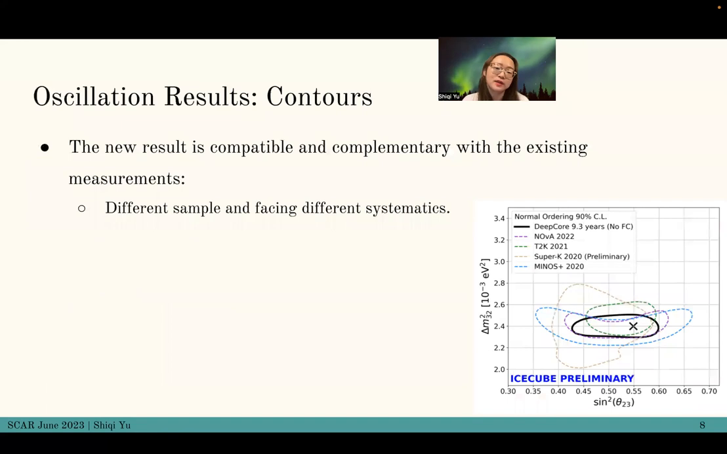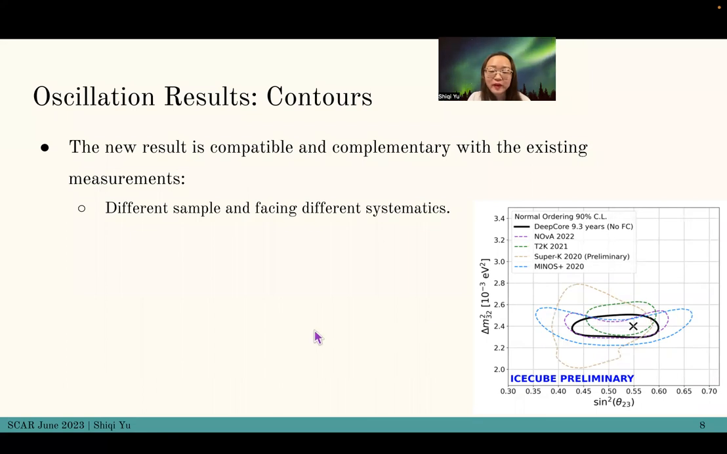So here are the results contours. These are 90% confidence levels assuming normal ordering. Our result, in black, is compatible and complementary with the existing measurements in different colors.